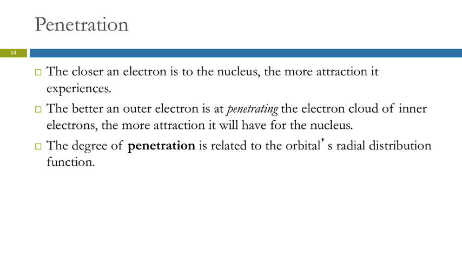So that's shielding. And then penetration has to do with the distance. So the closer an electron is to the nucleus, the more attraction it experiences, because E is proportional to Q1, Q2 over R. If R gets bigger, this is a smaller number and the attraction goes down.